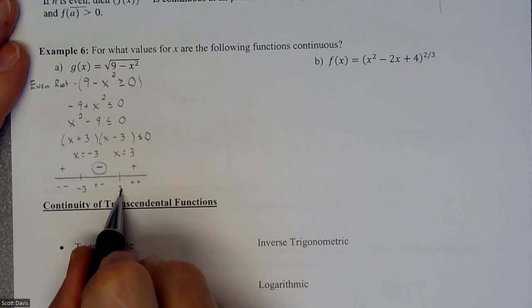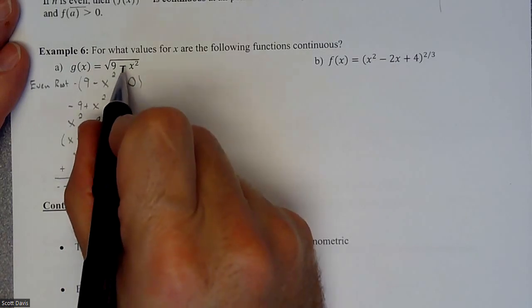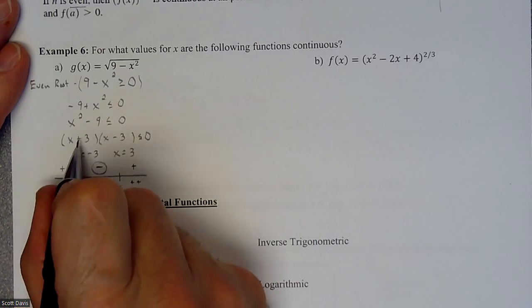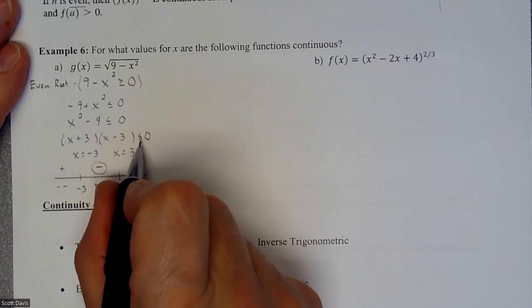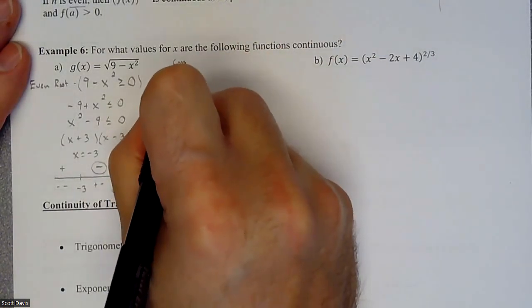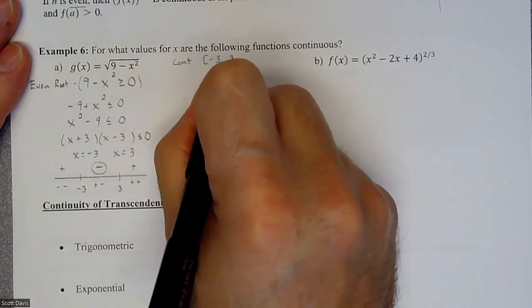Then I just have to check, can I include the negative 3 and the positive 3? And yes, because we can take the square root of zero. That's what these critical numbers are. If you plug in negative 3, you get a 0, which is okay because you can equal 0. So where is this thing continuous? It's continuous from negative 3 to positive 3.